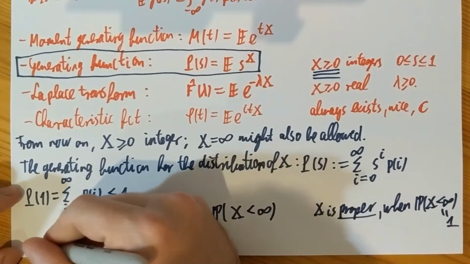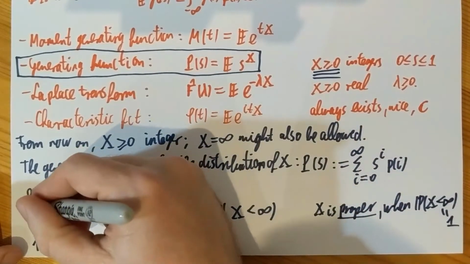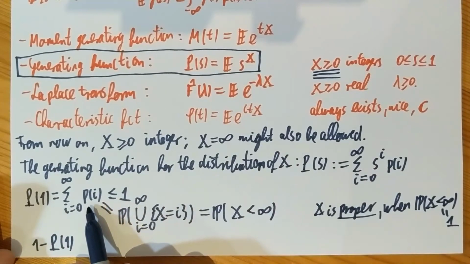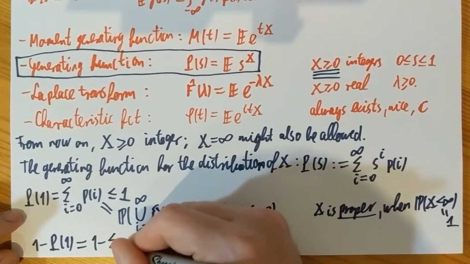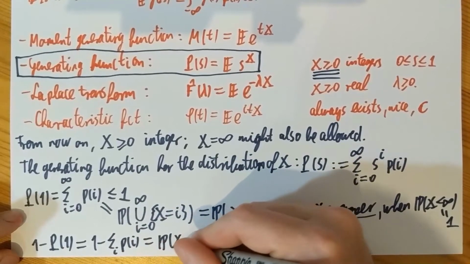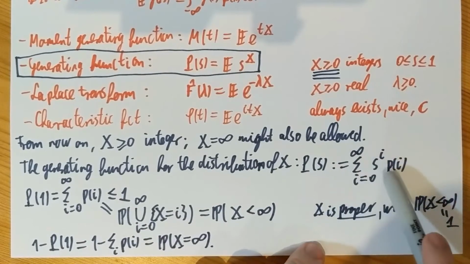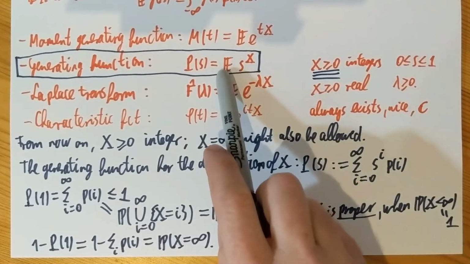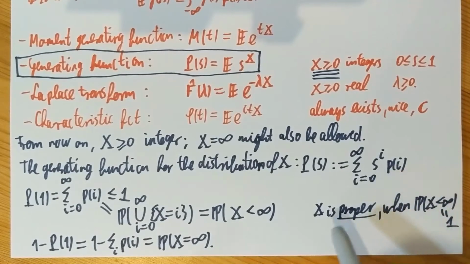So if you look at 1 minus the generating function at 1, the notation might be a bit confusing. This is my capital P, this is my small p. So this thing is 1 minus the sum of the probabilities for all integers, and that's exactly the probability that x is actually equal to infinity. Now, when x is proper, then of course the sum of s to the i times p_i is exactly the expectation of s to the x. And in fact, when s is less than 1, then even when it's improper, it's the same thing.